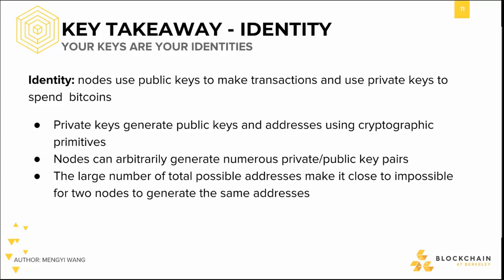Let's go over what we talk about in the lecture. First, we talk about the concept of identities on Bitcoin network. In Bitcoin, each node's identity is represented by their public key. However, ultimately, the public keys are controlled by the owner of the private keys, and only the private keys can be used to spend the money.